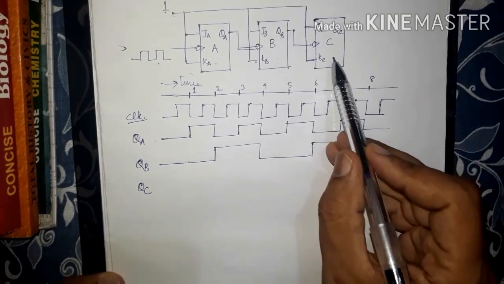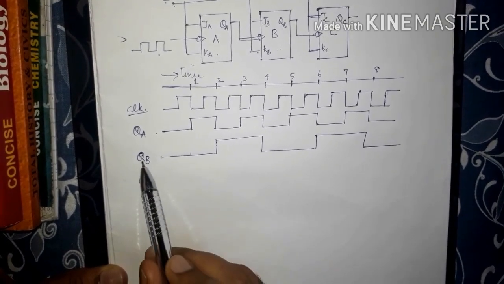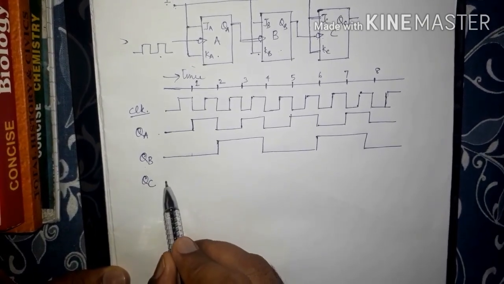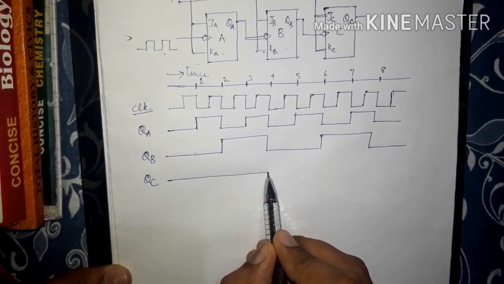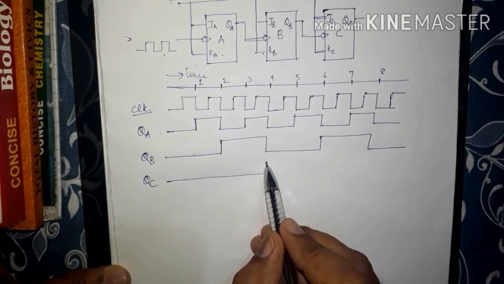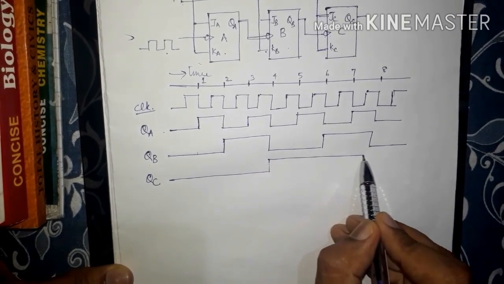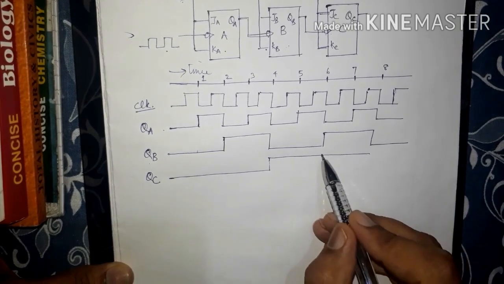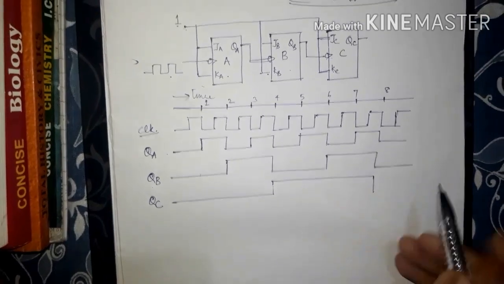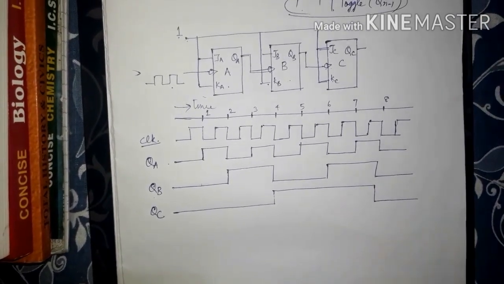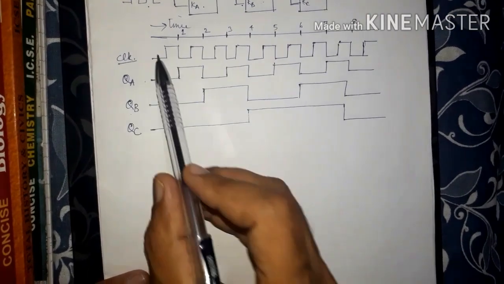So now if we study the output of the third flip-flop QC, it will toggle at the negative edge of QB. If it starts at 0, it will toggle at this point because the negative edge of QB has arrived, and then it will toggle at this point. It will not toggle here as this is a positive edge, at the negative edge it will toggle, and so on. Now let's study what has actually happened.